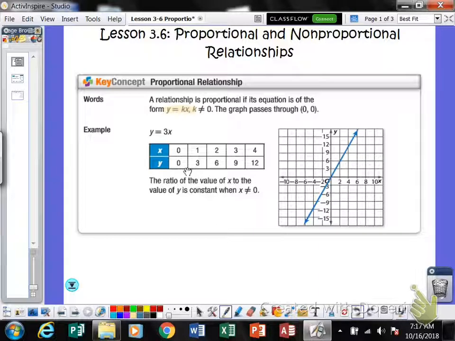Again, you can do it this way. This is plus 3, plus 3, plus 3, plus 3, and then plus 1, plus 1, plus 1, plus 1. So there's a constant 3 over 1. That is basically what a proportional relationship is. It has to be a straight line, so y equals kx, and it has to go through 0.